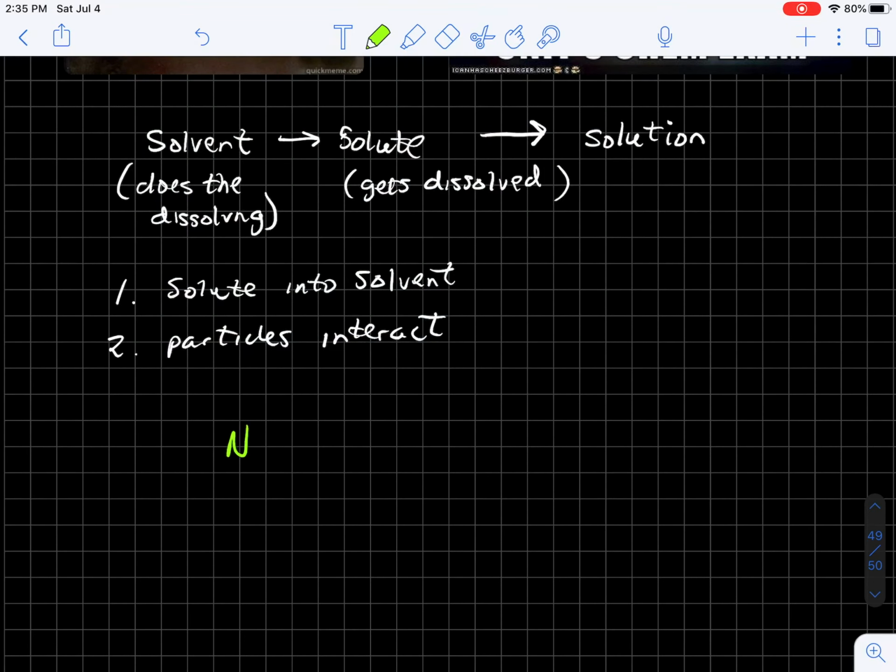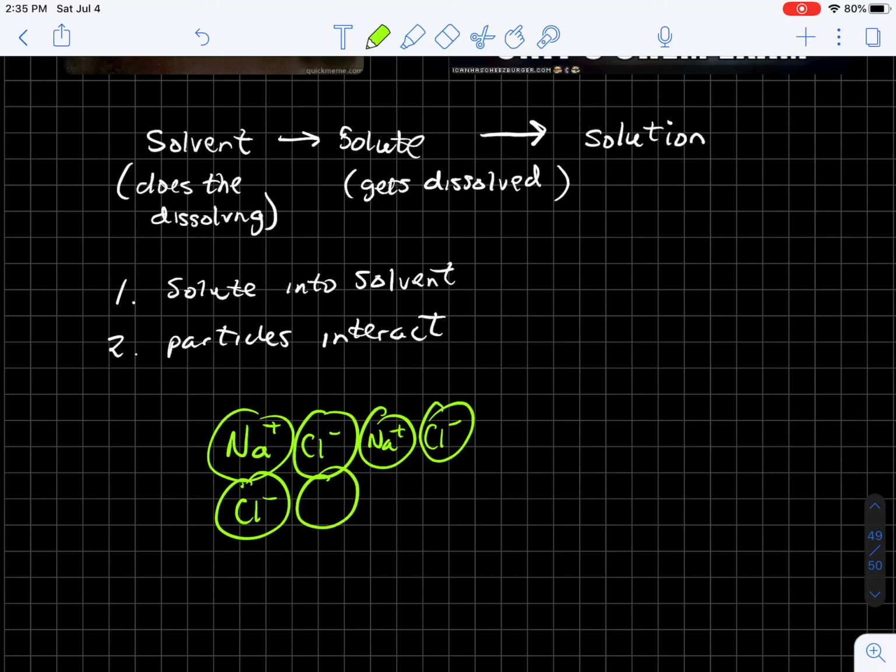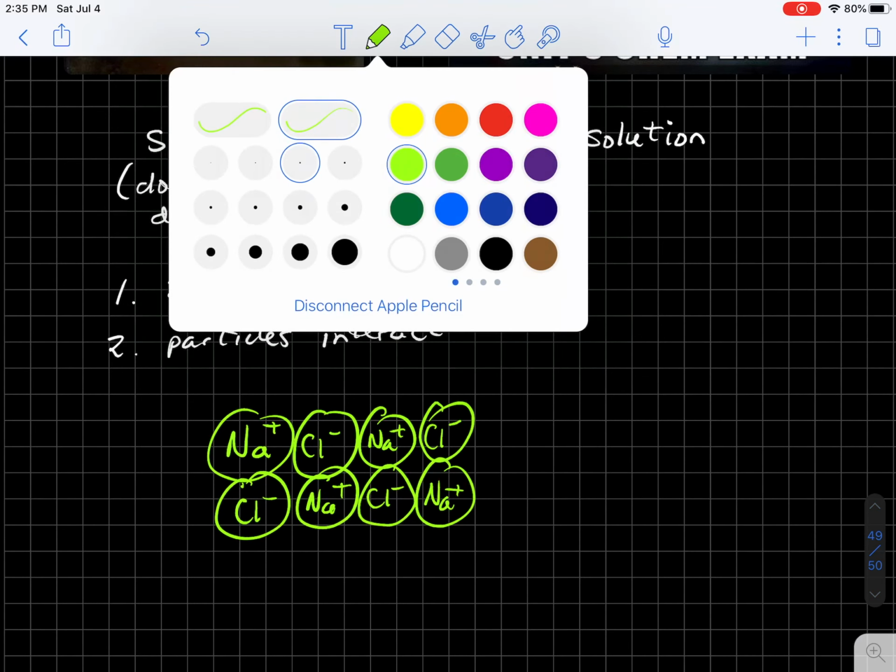So let's say we have a sodium chloride crystal. We have a sodium ion bonded to a chloride ion, and then another sodium, and then another chloride, and this continues until we make a three-dimensional array called a crystal lattice. And I'm only going to draw a little bit of it here.